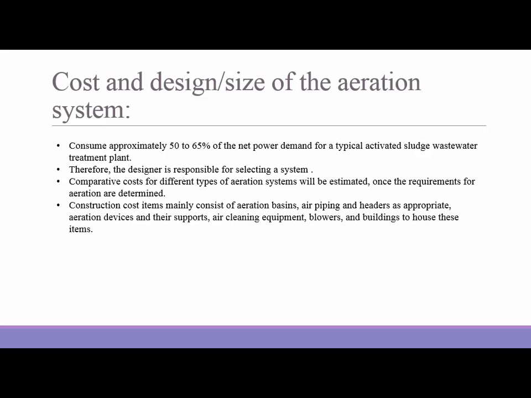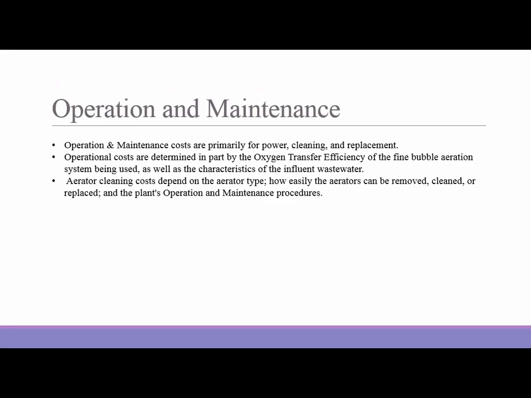Aeration systems consume approximately 50 to 65% of the net power demand for a typical activated sludge wastewater treatment. So the designer is responsible for selecting a system that is least costly. And comparative cost for different types of aeration systems will be estimated once the requirements for the aeration are determined. Construction cost mainly consists of aeration basins, air piping and headers as appropriate, aeration devices and their supports, air cleaning equipment, blowers, and buildings to house these items.